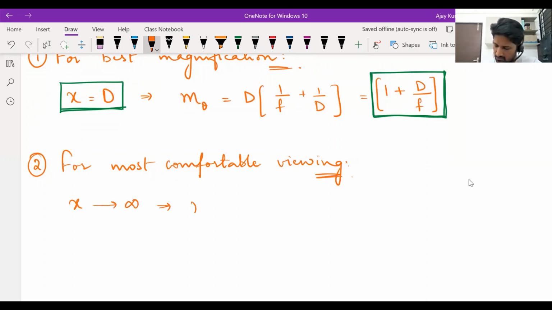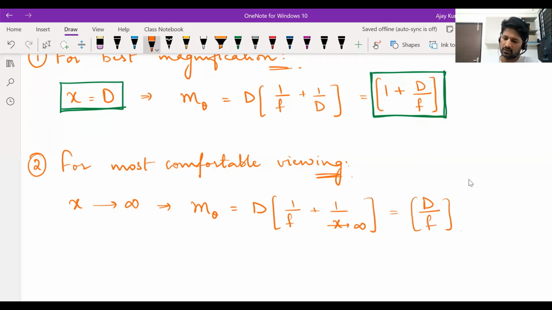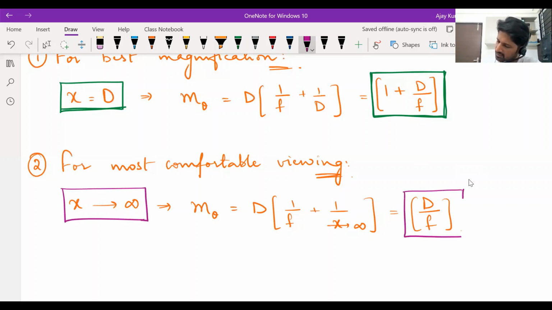In that case, what will the angular magnification of the simple microscope be? D into 1 by f plus 1 by x. X tends to infinity. If x tends to infinity, that term becomes 0. You'll be getting d by f. So for most comfortable viewing, the image should form at infinity, and in that case, the magnification you get is d by f. You still get significant angular magnification. You will be able to see it in quite a bit of detail.